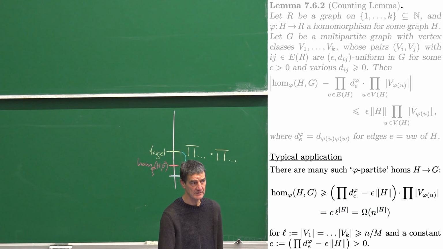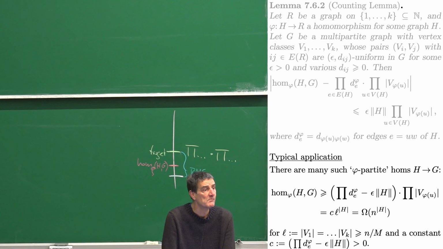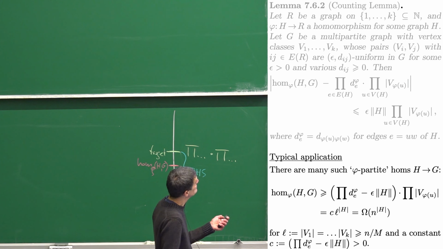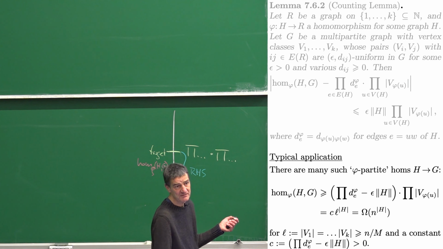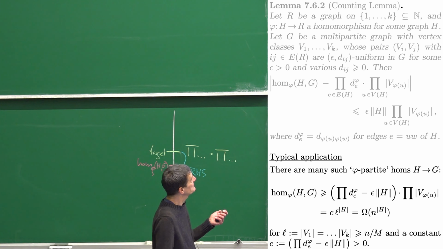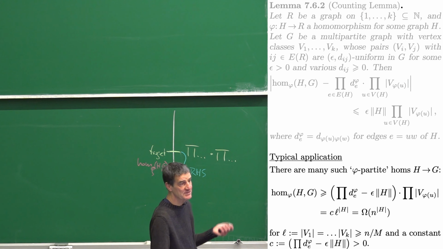Okay. Questions about this? Okay, then I have a question. A mean question, as usual. If C is positive, if this constant, that is the product of all the densities, if the densities are all positive, which we can assume, that's going to be positive. And now we can make epsilon really, really small, so that the product of the densities minus epsilon times the number of edges of H is positive.